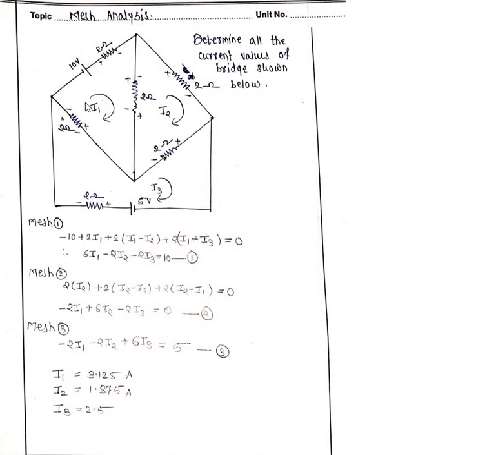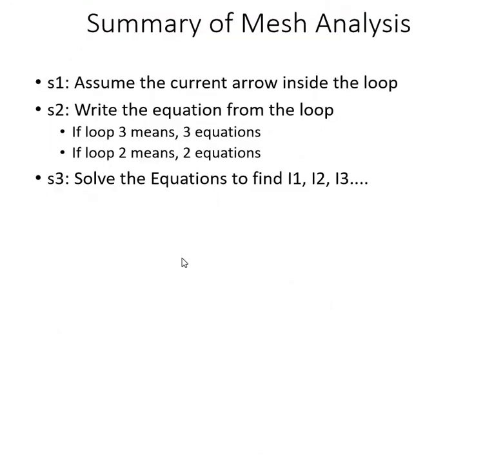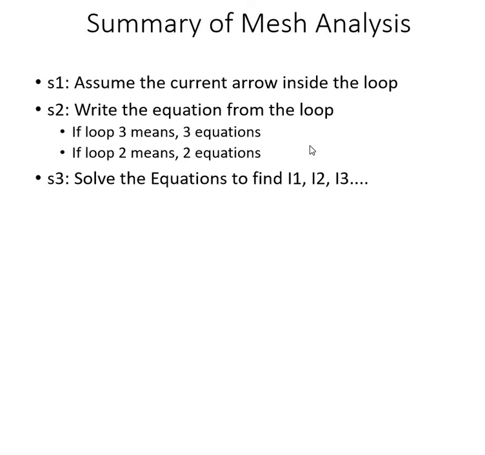With the same method I explained, the current enters the minus 10, so minus 10. Then 2 into I1, 2 into the common I1 minus I2, 2 into I1 minus I3. Similarly, if the number of loops is 3, loops 1, 2, 3, then 3 currents and 3 equations come. Then solve the equations to find I1, I2, I3. You get equations 1, 2, 3, then use the calculator, or theoretically solve directly to find the I1, I2 and I3 values. That's all about the summary of mesh analysis.